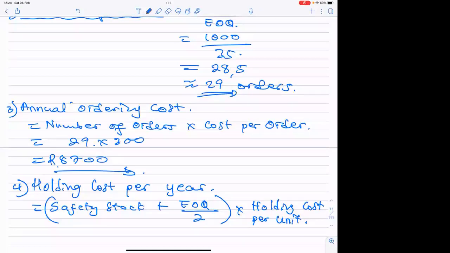Let me just try to explain it. Now, the first thing that we put in our formula is the safety stock. Now, the safety stock is your buffer stock, the stock that you are going to keep in case you get a higher demand than you anticipated.